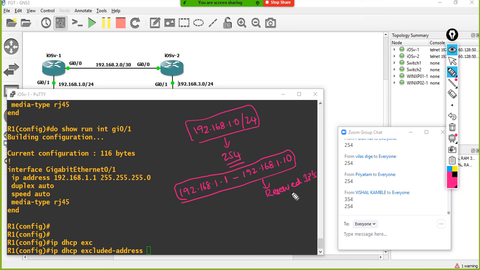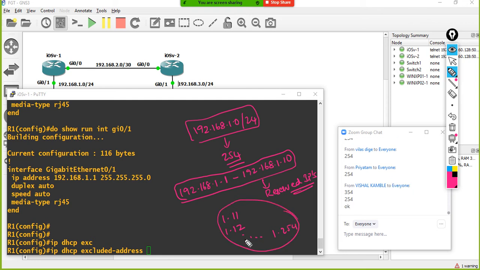Whenever somebody asks me the IP address, I will start from 1.11 and after that from 1.12. Like this I can go up to 1.254. Do you understand this one, Vishal? That's why I just defined the exclude range. So these 10 IP addresses I am going to reserve. Maybe I can use them for future purposes.